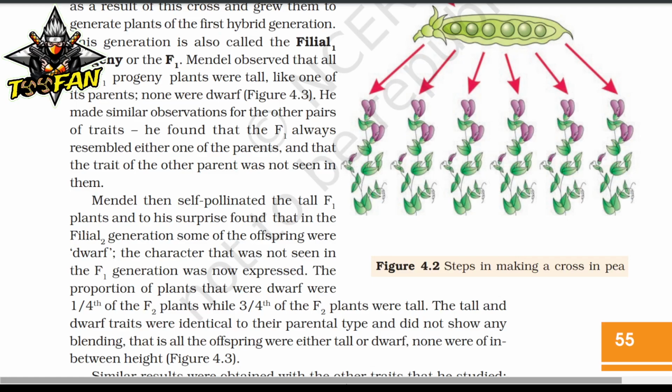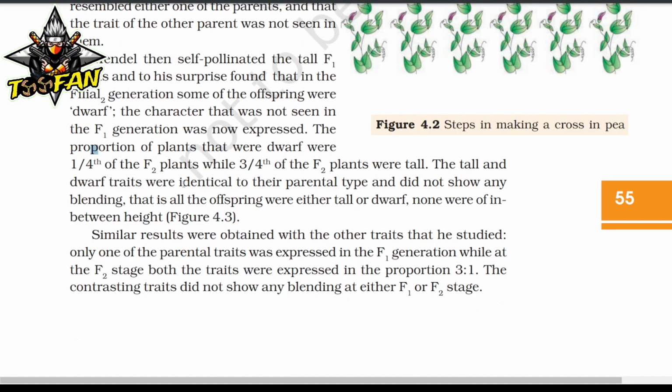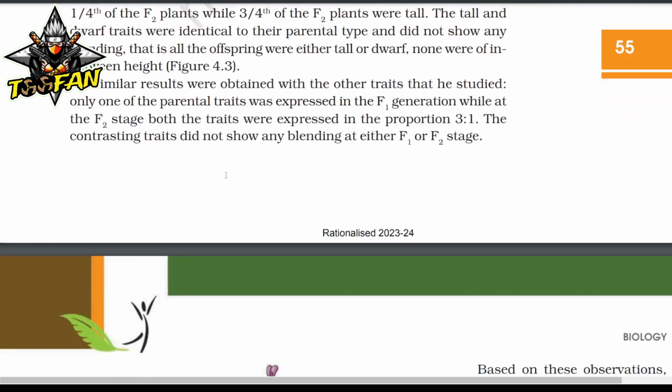The proportion of the plants that were dwarf was 1/4 of the F2 plants, while 3/4 of the F2 plants were tall. The tall and the dwarf traits were identical to their parental types and did not show any blending. That is, the offspring were either tall or dwarf; none were of in-between height. Similar results were obtained with other traits that he studied. Only one of the parental traits was expressed in the F1 generation, while at the F2 stage both traits were expressed in the proportion 3:1. The contrasting traits did not show any blending at either the F1 or F2 stage.